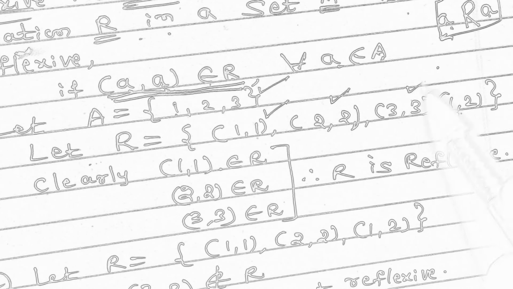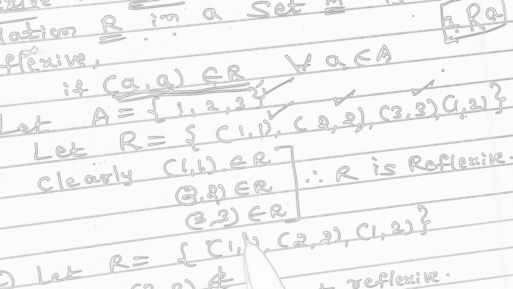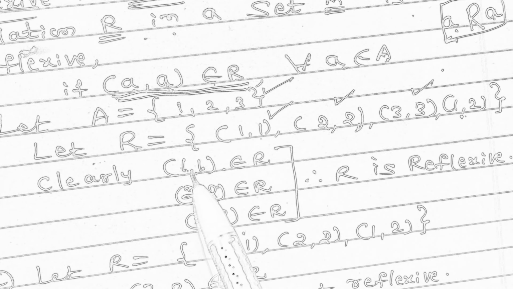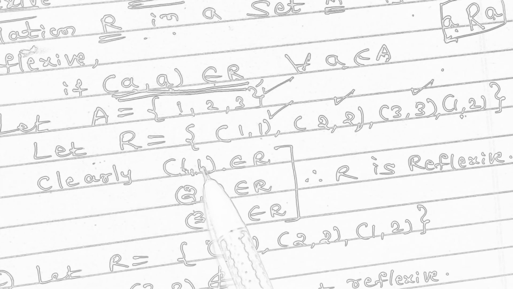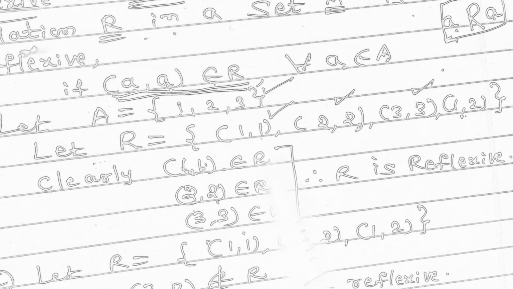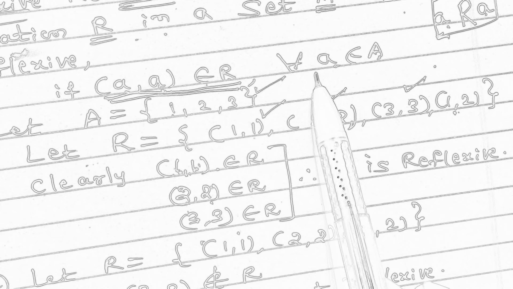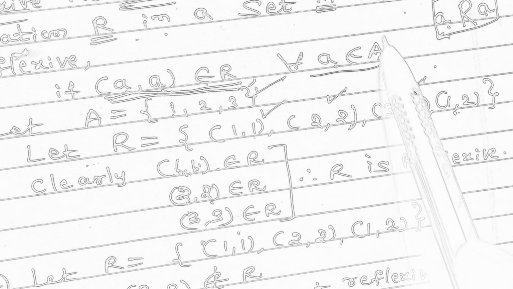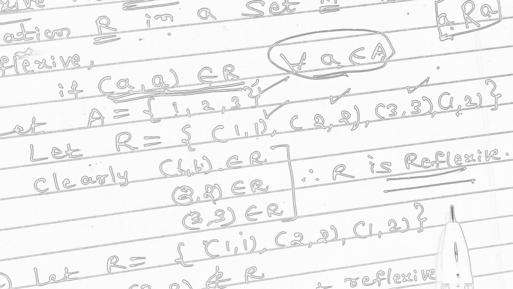So here clearly we can say (1, 1), (2, 2), (3, 3). Here 1 is related to itself, 2 is related to itself, 3 is related to itself. You see here, every element is related to itself, not to other. Reflexive relation says, if you take any element, that should be related to itself. So such type of relation is called reflexive relation. So here, for all the elements, so for all, this is very important. So every element is related to itself, therefore it is a reflexive relation.